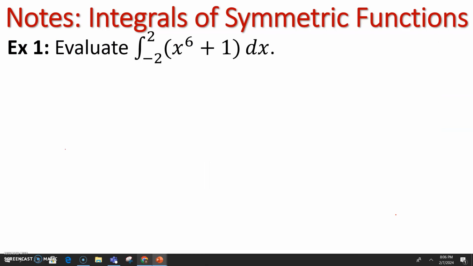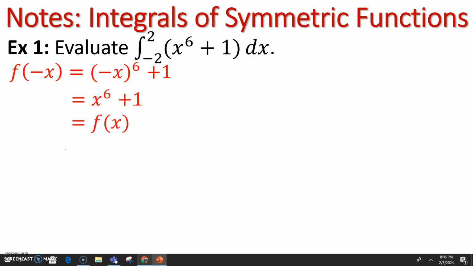We would like to evaluate the integral of x to the 6th plus 1 from negative 2 to 2. So the first thing we want to ask ourselves is, is this function even or odd? We'll check that by simply plugging in negative x. So f of negative x will be negative x to the 6th plus 1. But negative x to the 6th is just x to the 6th, plus 1. So our function came out exactly as it began. It's still f of x. So we know this function is even.